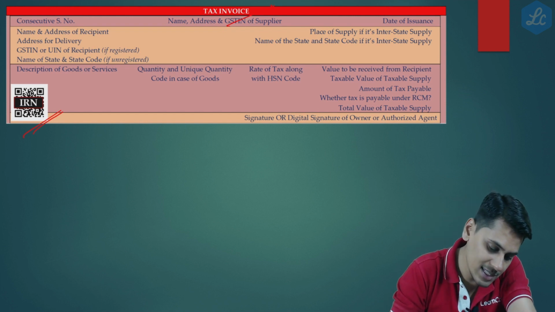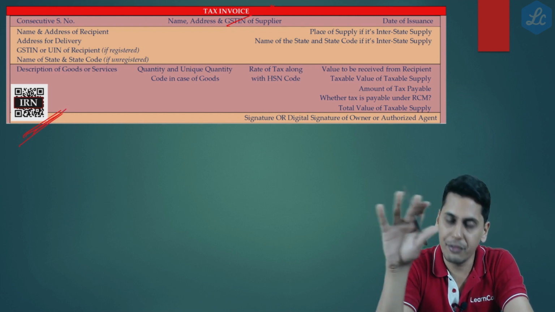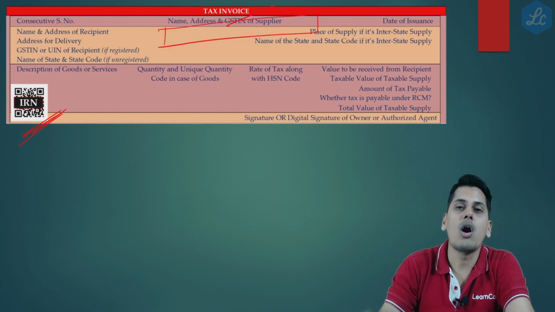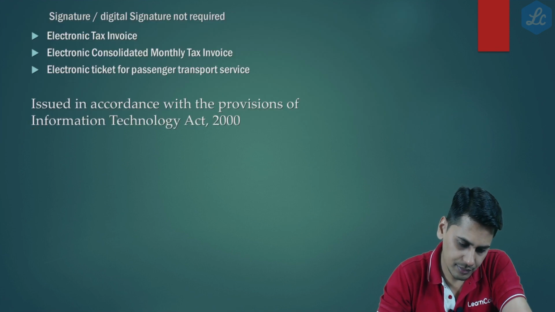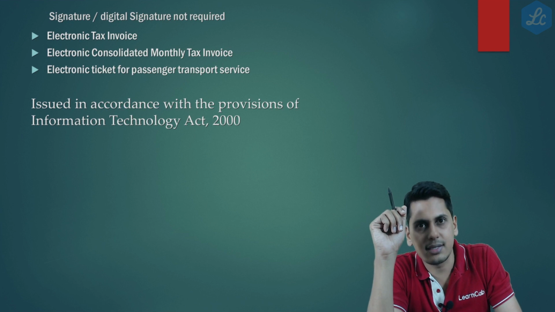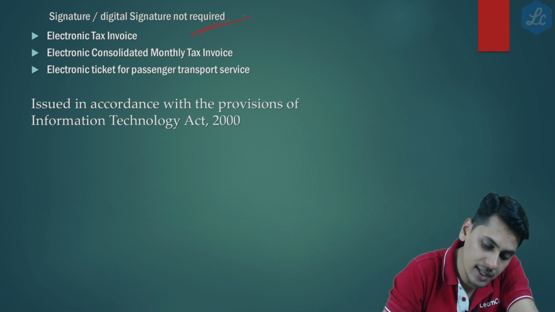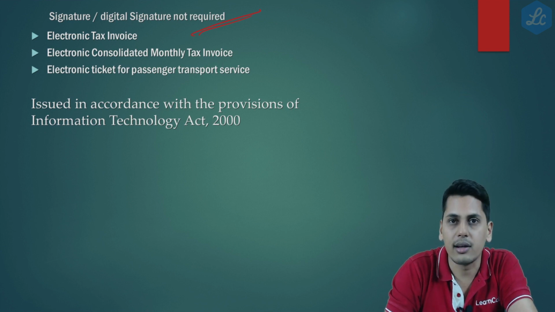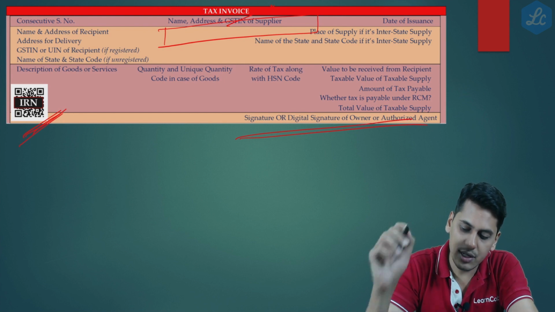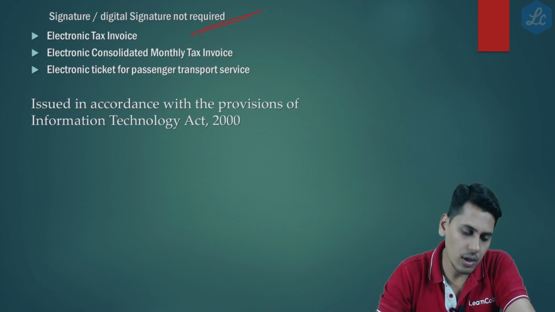So friends, if you have a QR code having an embedded invoice reference number in it, it is sufficient. It is not mandatory to write the invoice reference number on the tax invoice. Now friends, if you recollect rule number 46, you also had the signature or digital signature of the owner or of the authorized agent in the contents of the tax invoice.